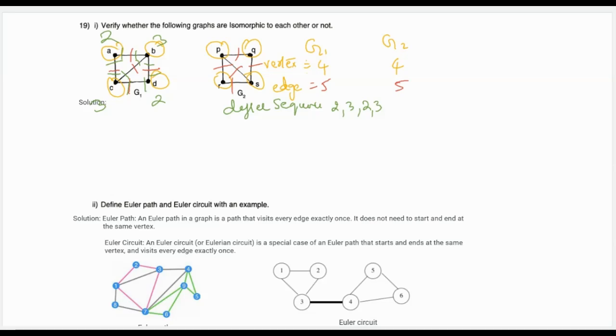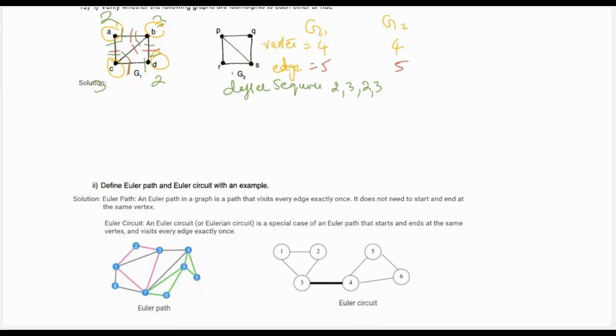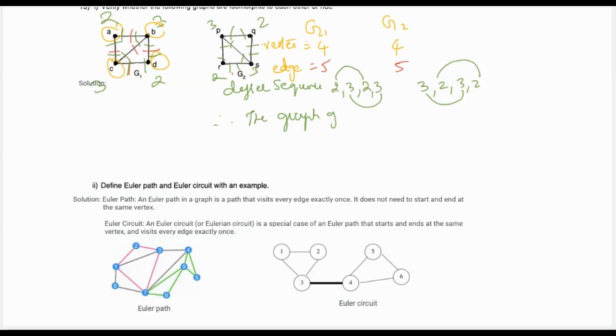So now next we'll find it for this one. Here it is 3, then again 2, then 3, with 3 lines joining; 2. So it will be 3, 2, 3, 2. As you can see, we have two threes and two twos here, and here also we have two threes and two twos. Therefore the given graph is isomorphic.